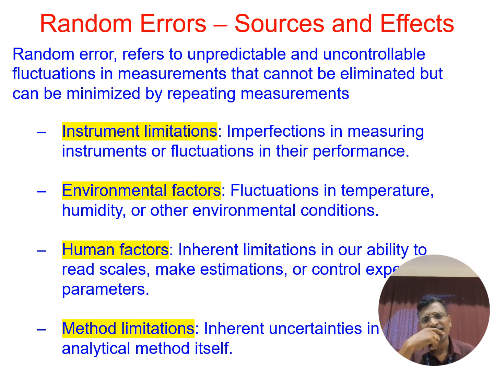Okay, and not only limited to this measurement, in many places there is a possibility for human errors. And then method limitation, the same as the previous one. Here, inherent uncertainties in analytical method. So the method itself is wrong. That is the case. It's very difficult to eliminate. Okay, method itself wrong means it's very tough to identify.